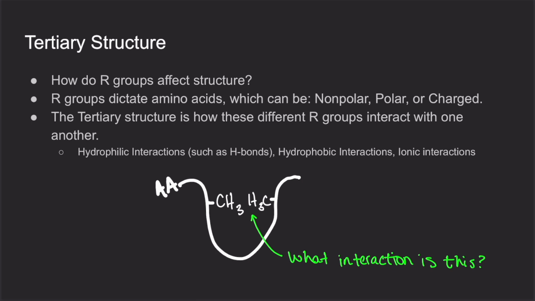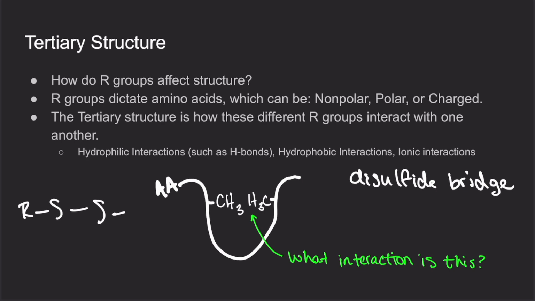And there's four main ways we do this, okay? We have the hydrophilic interactions, such as hydrogen bonds, we have the hydrophobic interactions, and we also have ionic interactions. But I said there was 4. So the last one is kind of a special case. It has to do with a covalent bond. And what we say, it's a disulfide bridge.